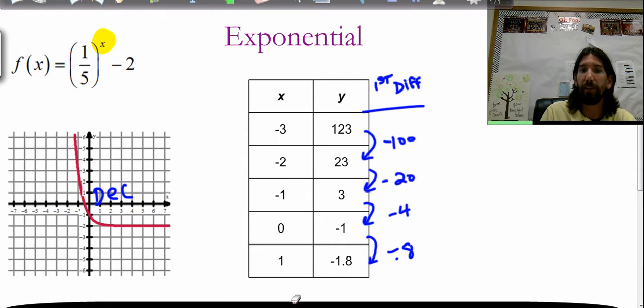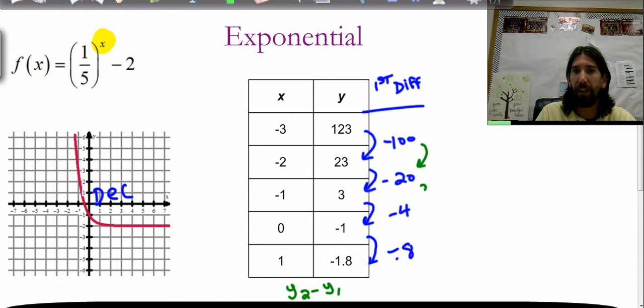Now again, if you're not good at doing that in your head, it's pretty easy. It's a difference, it's a subtraction. It's always y2 minus y1. That's how you find your differences. 23 minus 123 is negative 100. 3 minus 20 is negative 20. So you don't have to be able to do it in your head. You can use this formula. But I notice again, my first differences are changing. It's not constant. It doesn't have a constant rate of change.